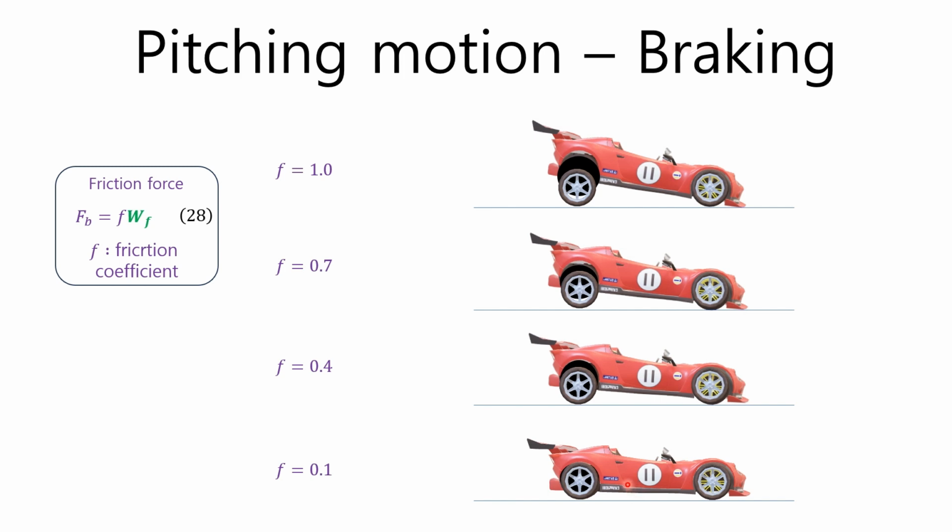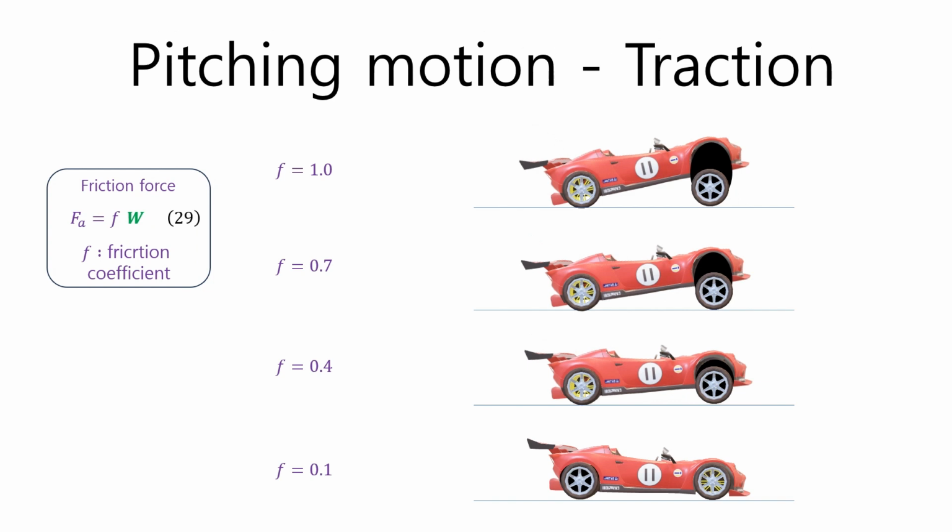When the friction coefficient is large, the braking friction force is large, so the tire can grip the ground, so no sliding occurs, and the pitching motion is large. The picture here is exaggerated to aid understanding.